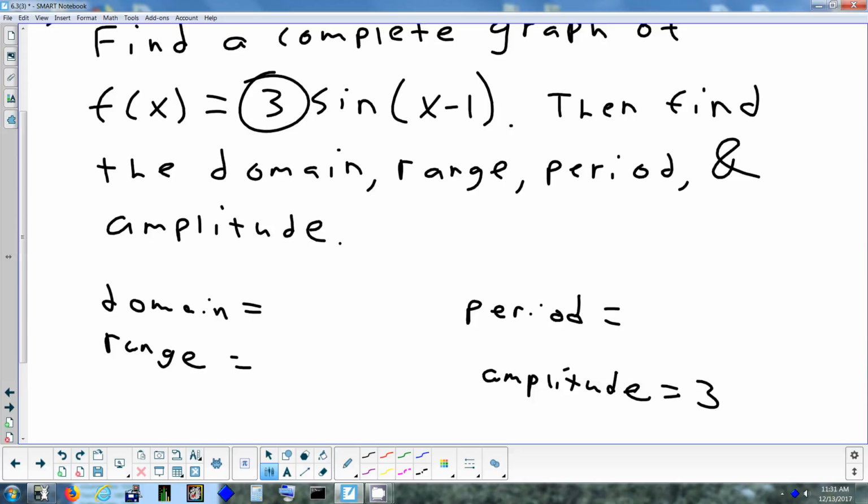Yeah, the domain. What did I say the domain always is for sine and cosine? It's negative infinity to infinity. You can stretch negative infinity, you can compress it, you can shift infinity, it's still infinity. Right?